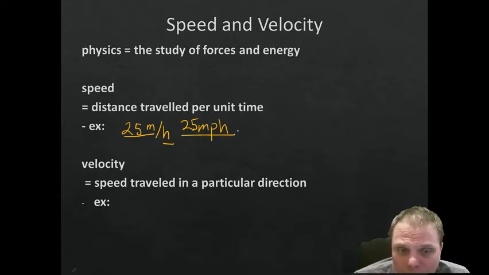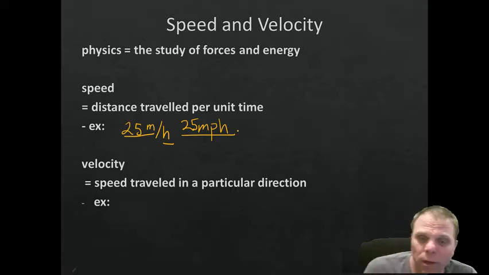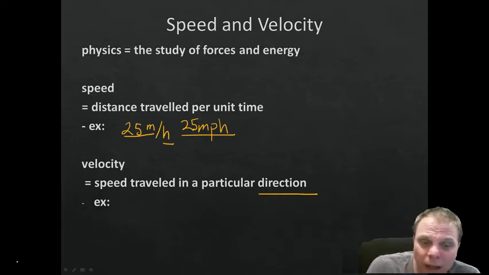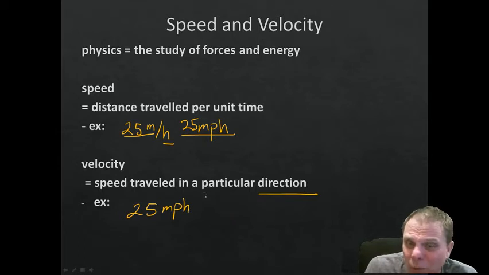So if I traveled 25 miles in 1 hour, I would be traveling at a speed of 25 miles per hour, okay? Velocity adds one extra thing to speed. It adds direction to speed. So if I want to tell you my velocity, I'm going to tell you something like, oh yeah, I traveled 25 miles per hour. And then I'm going to tell you the direction I traveled, east, okay?